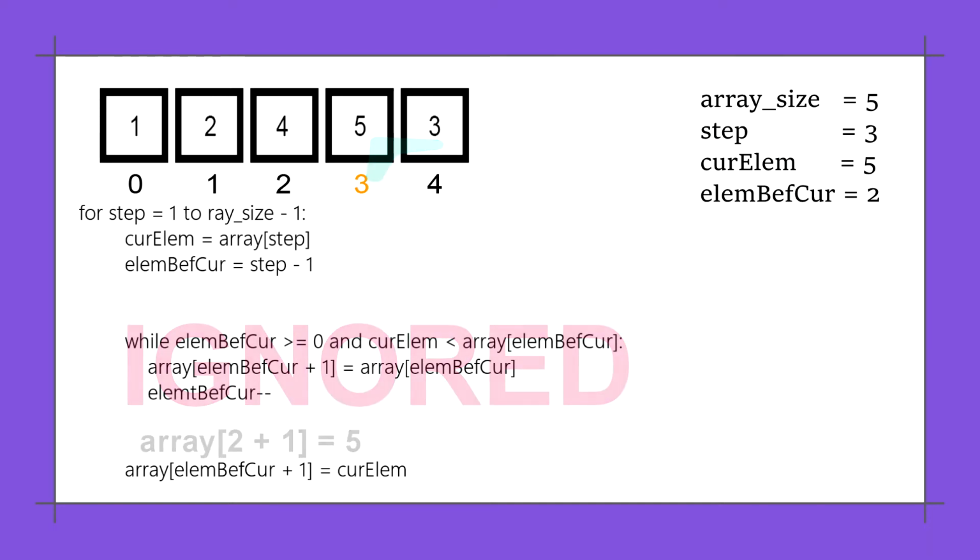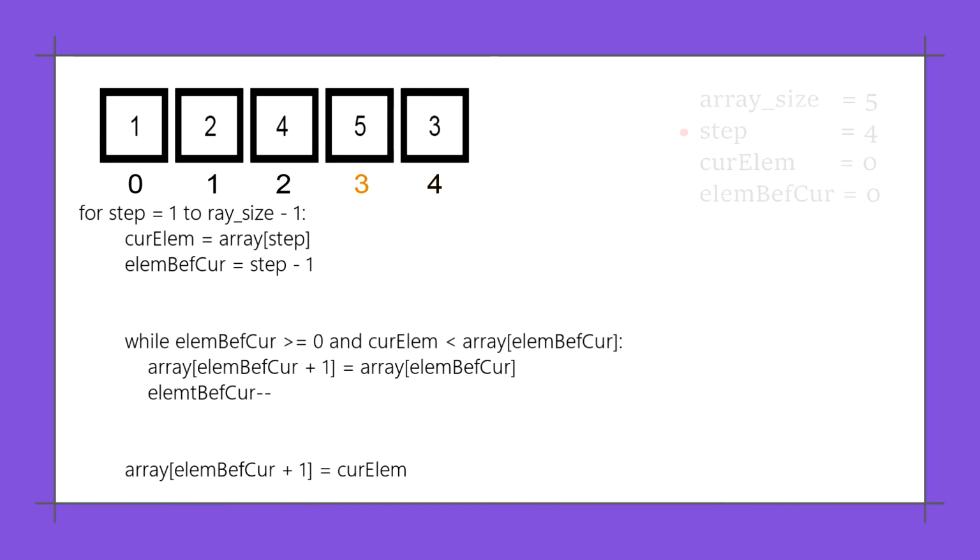Let's go back to the outer loop but in step 4. We just reached the last element of the array. The value of the variable step is 4. The value of the variable current element is the array at the index of step, which is 3. The value of the variable element before current is 3 because 4 minus 1 is 3.